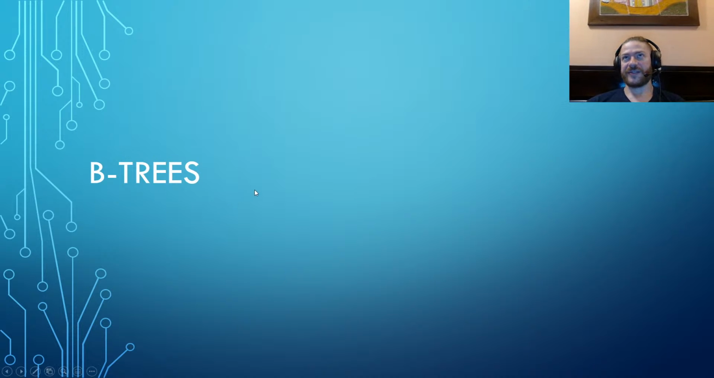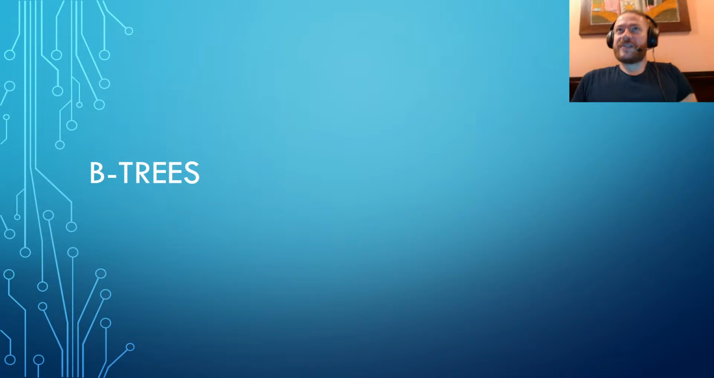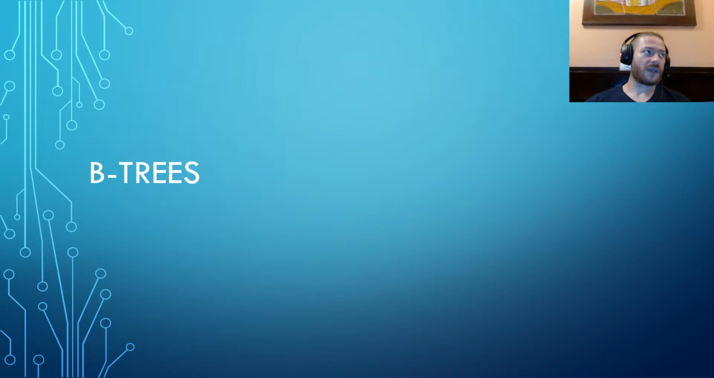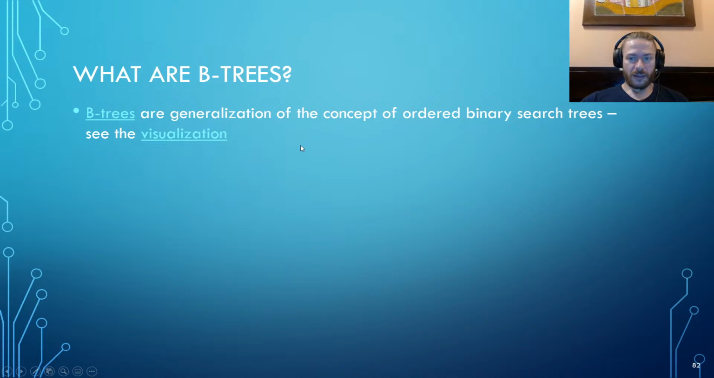B-trees. These kinds of trees I already mentioned in one of my previous videos on Patreon. I talked about database indexes because B-trees are super efficient to be stored on a hard drive. So the databases use B-trees to store the indexes of the columns.